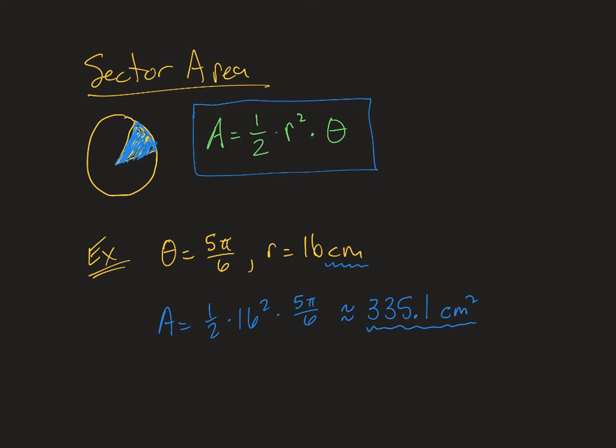But in a nutshell, that's the sector area. So we're really just using this formula and filling in the radius and the central angle in radians and cranking it out on our calculator. These problems are pretty straightforward. Now things do get a little more interesting, and I want to give you two other quick examples before we wrap up the video.